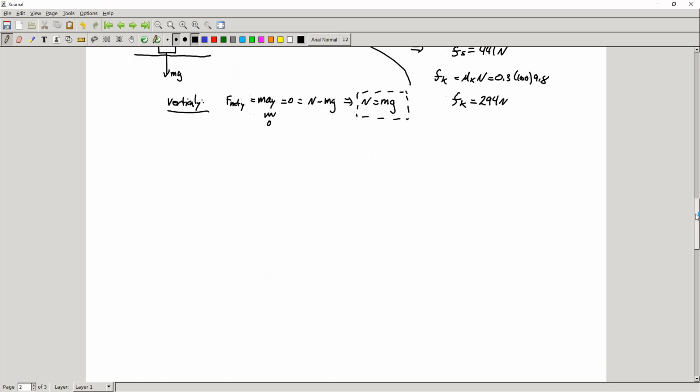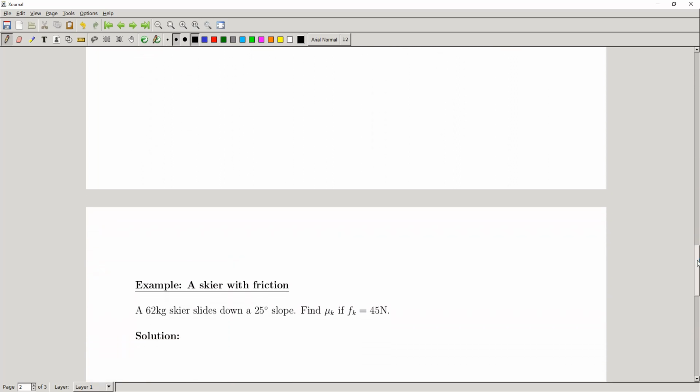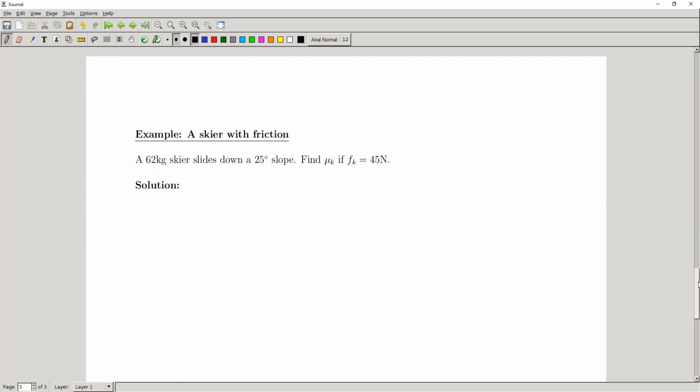Okay. Let's take a look at a second example, and that'll be the last example for this video. And we'll move on to other examples in the next video. So in this one, we're looking at a 62 kilogram skier sliding down a 25-degree slope, and we want to find the coefficient of kinetic friction, our mu sub k, if our force of kinetic friction is 45 newtons.